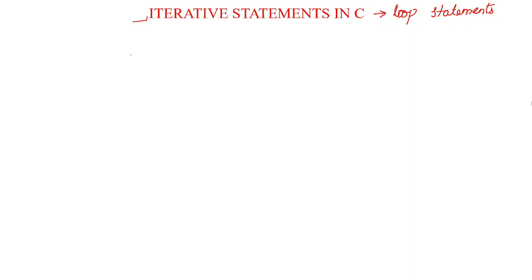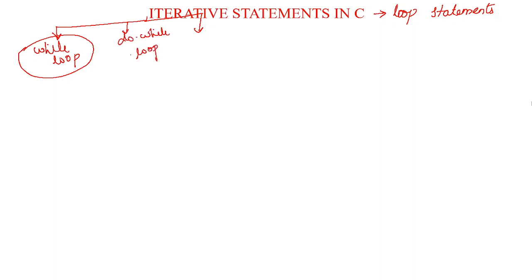In C, there are three types of looping statements. The three types of loop statements are: one is your while loop, the second one is your do while loop, and the third one is your for loop. You have to be very careful when you write these keywords: while, do while, and for.